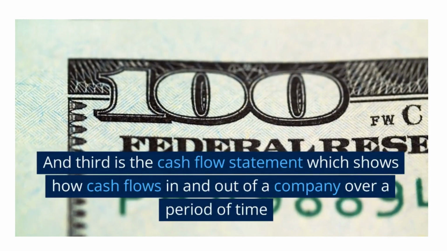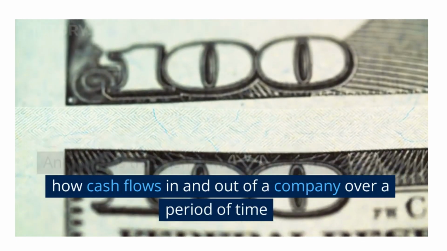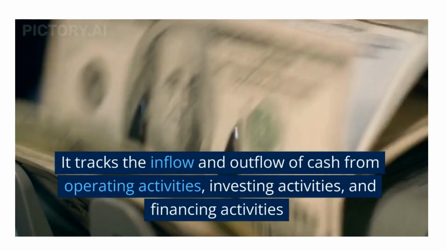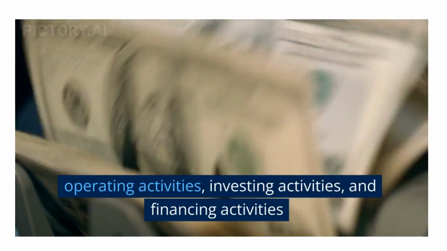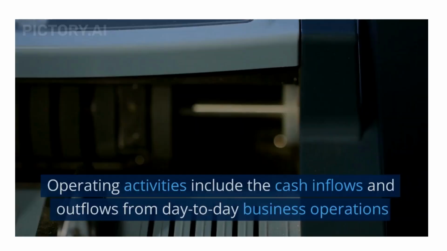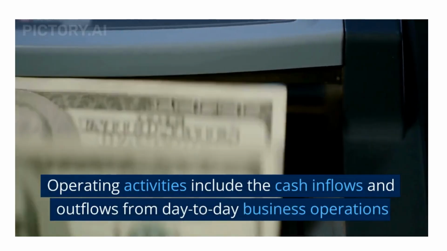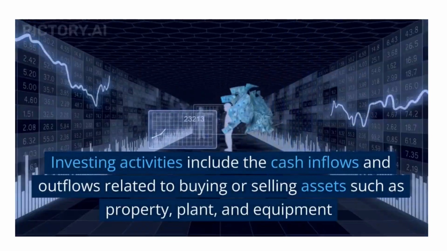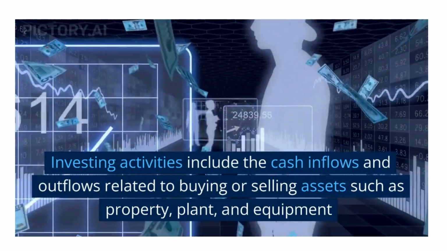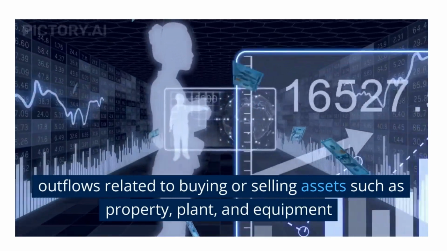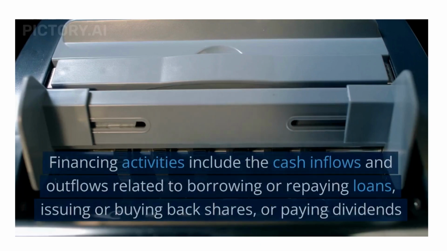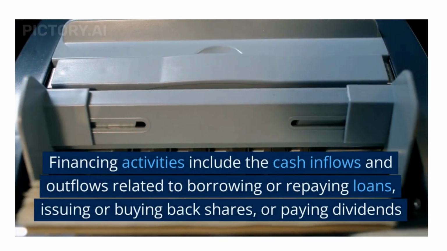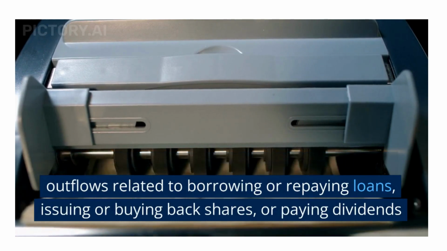And third is the cash flow statement, which shows how cash flows in and out of a company over a period of time. It tracks the inflow and outflow of cash from operating activities, investing activities, and financing activities. Operating activities include the cash inflows and outflows from day-to-day business operations. Investing activities include the cash inflows and outflows related to buying or selling assets such as property, plant, and equipment. Financing activities include the cash inflows and outflows related to borrowing or repaying loans, issuing or buying back shares, or paying dividends.